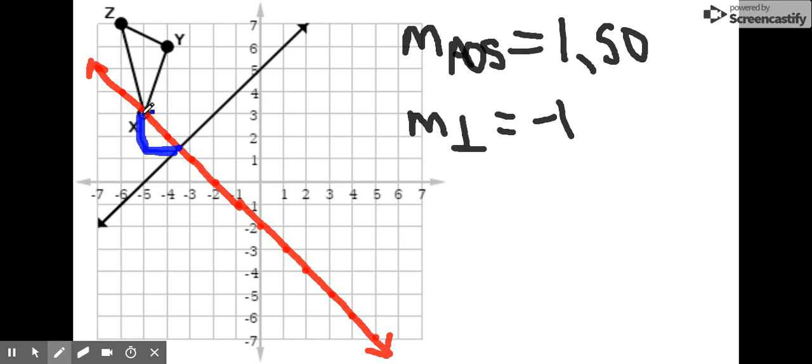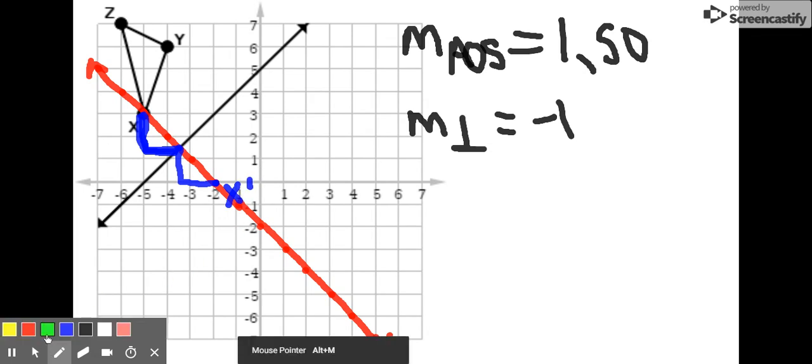So we just have to find the distance. It looks like we went down 1.5 over 1.5. So we want to do the same thing, down 1.5 over 1.5. And so x prime is going to be located at (-2, 0). So let's repeat the same process for y and z.